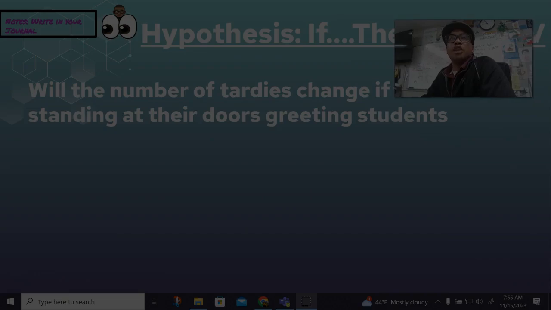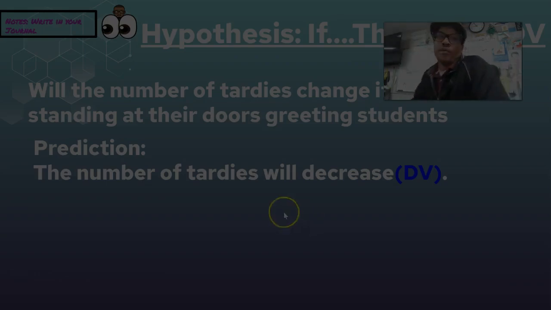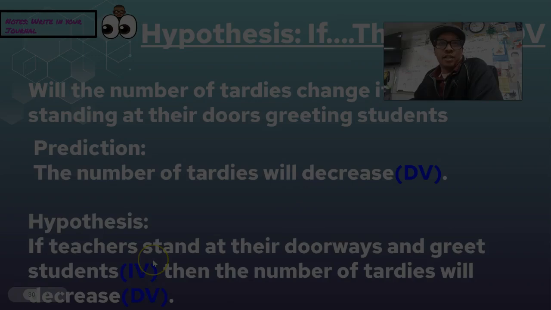We're going to measure the number of tardies, which we think will decrease. That's our prediction, that's our claim. We think the number of tardies will decrease if more teachers are standing in their doorway, right? And we just phrase it like that. The thing we can control, which is the independent variable: if more teachers stand in their doorway, then the number of tardies will decrease. Does that make sense? Hopefully that makes sense for y'all.